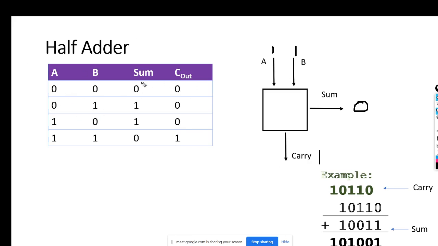When both are 0, sum and carry is 0. When at least one is 1, sum is 1, carry is 0. When both are 1, that means both inputs are 1, the sum is 0 but the carry is now 1.